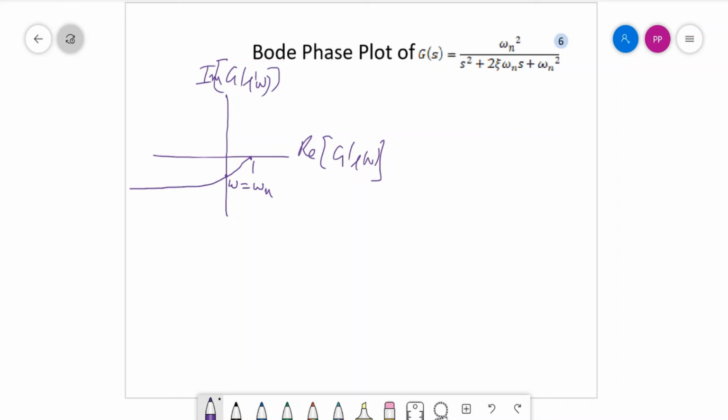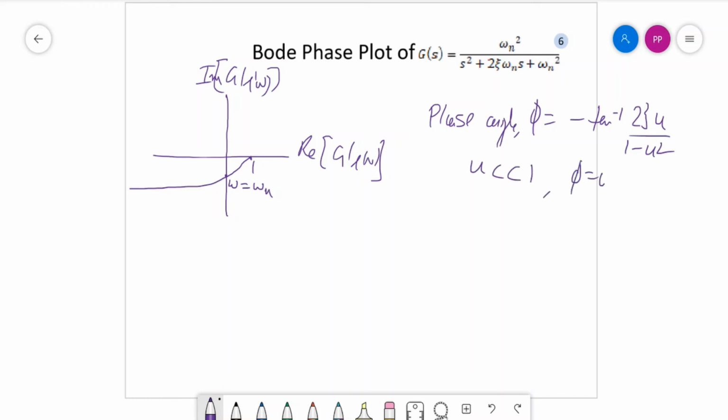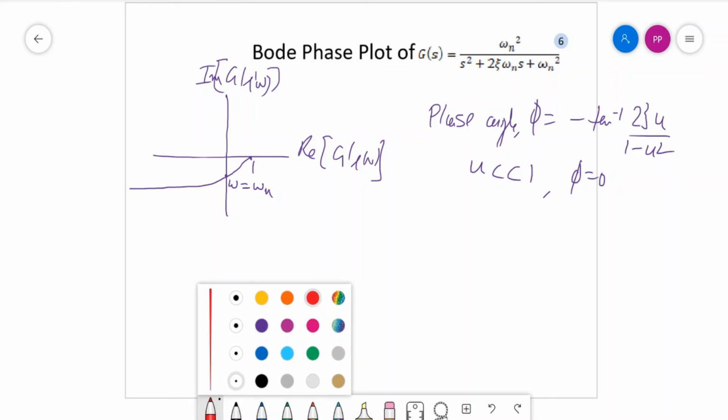From that knowledge we can find the phase plot in such a way that the phase angle phi equals minus tan inverse of 2 eta u divided by 1 minus u square. So when u is very much less than 1, what will we get? Phi equals 0. Simple. This is the first point, this one.